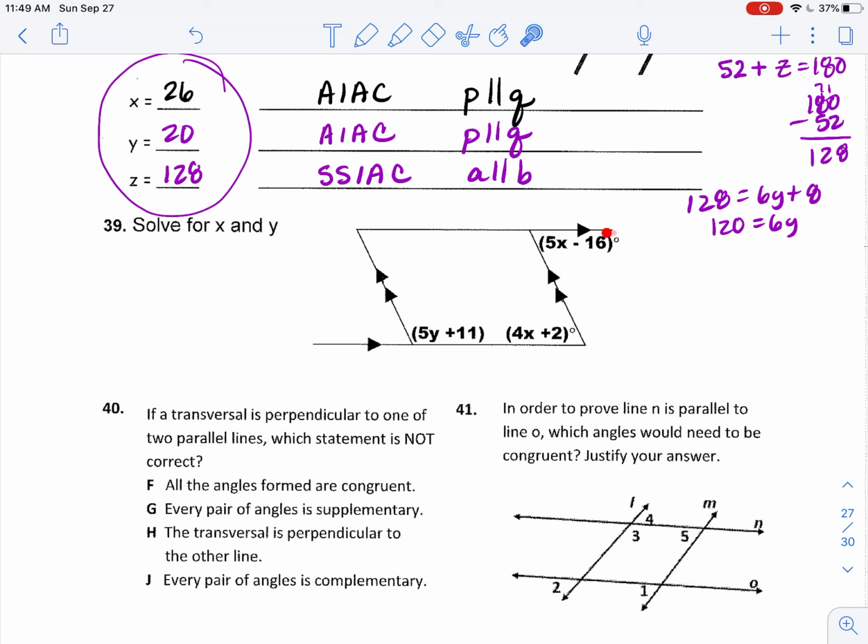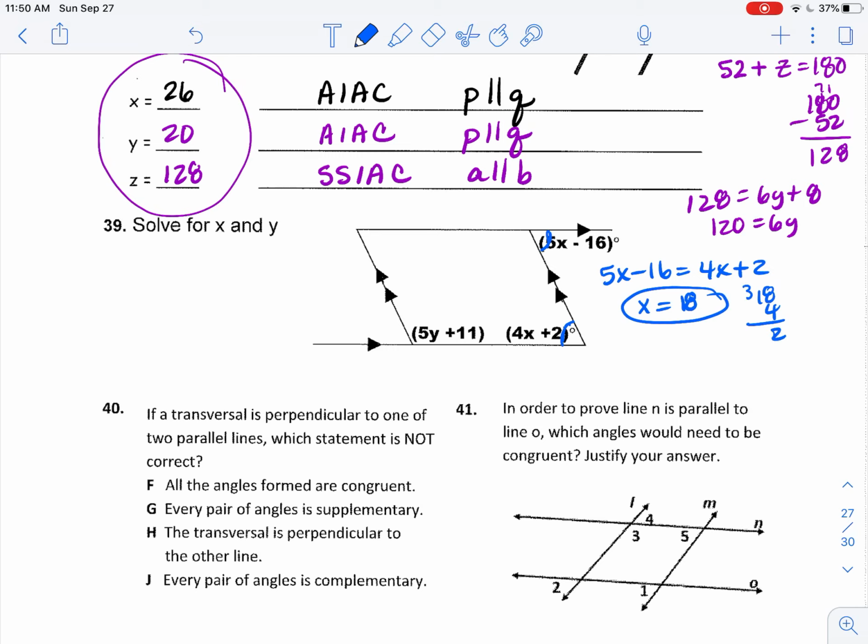Okay, in 39, what do we notice? Well, what I notice is I've got parallel lines. Here's a transversal. I can say that this 5x minus 16 is congruent to 4x plus 2. Okay, so by the alternate interior angles theorem, 5x minus 16 is 4x plus 2. If I subtract 4x on both sides, I'm going to have x, and if I add 16 to both sides, that'll give me 18. So I know that my x value is 18.